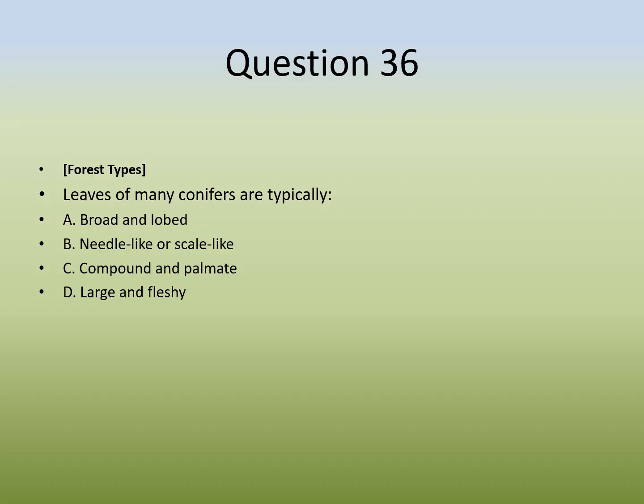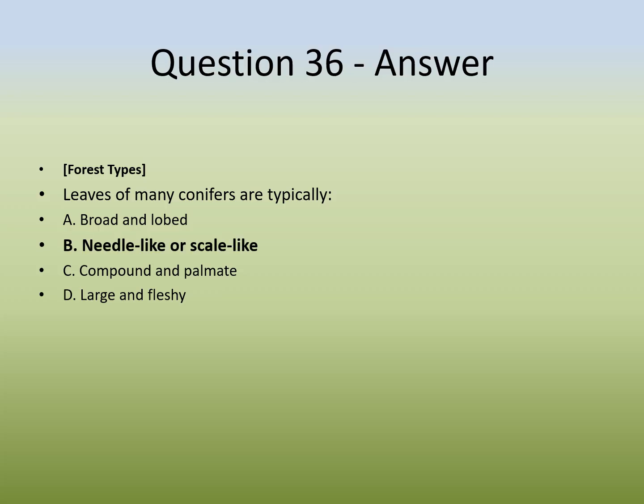Question 36. Leaves of many conifers are typically A, broad and lobed. B, needle-like or scale-like. C, compound and palmate. Or D, large and fleshy. The answer is B, needle-like or scale-like.